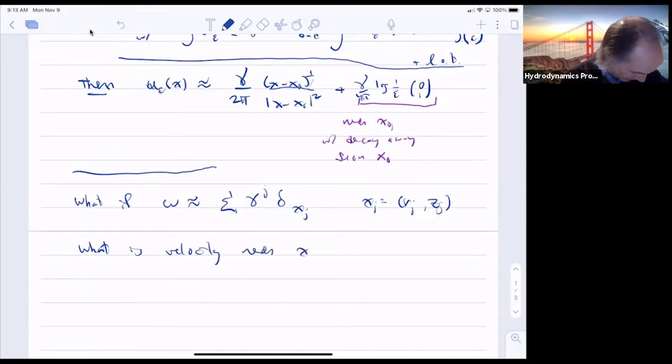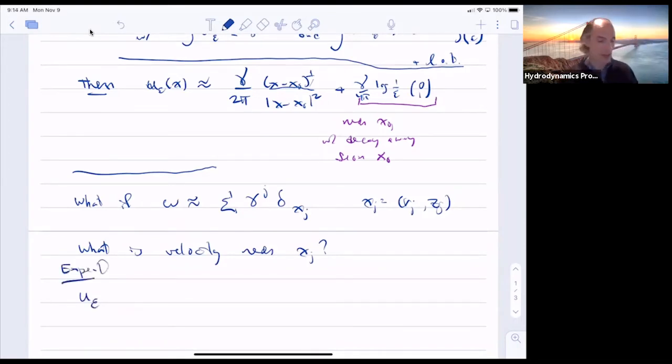Near, say, xj, the velocity generated by this configuration of vorticity. And we claim that this u epsilon, we expect... Okay, and so the point is each vortex will generate a velocity field like this one. And so the velocity will be the sum of the velocity field generated by the vortex itself and the contribution from its peers.